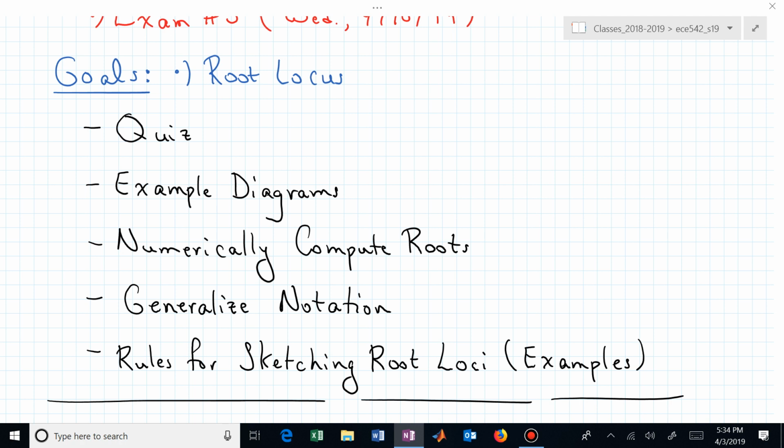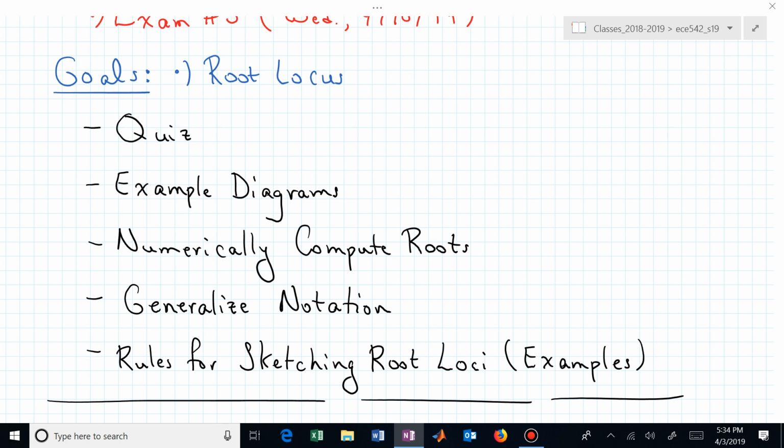Then we will just numerically calculate some roots associated with the characteristic equation, and that will be the closed loop poles. And if you were quick enough with your calculator, you could sketch a root locus by simply finding roots of whatever order that is in your characteristic equation.